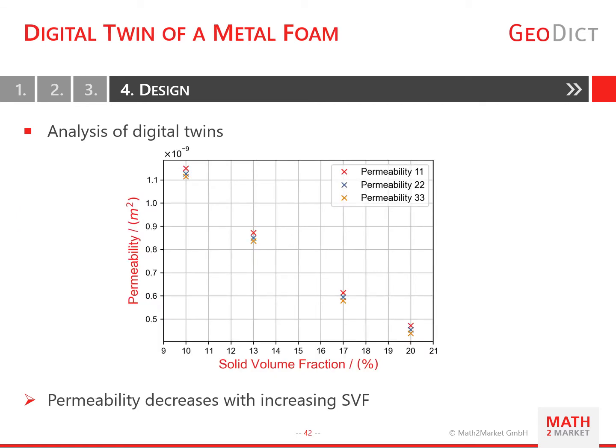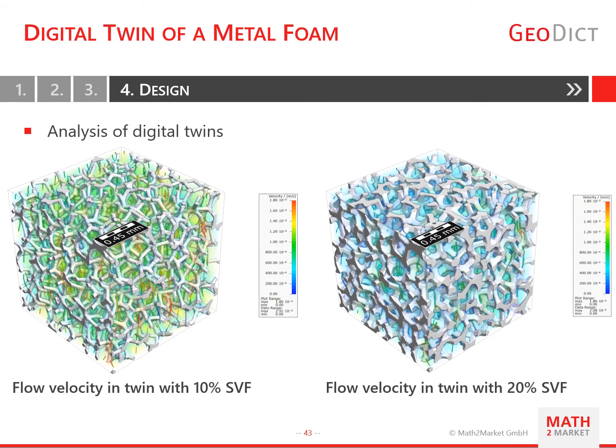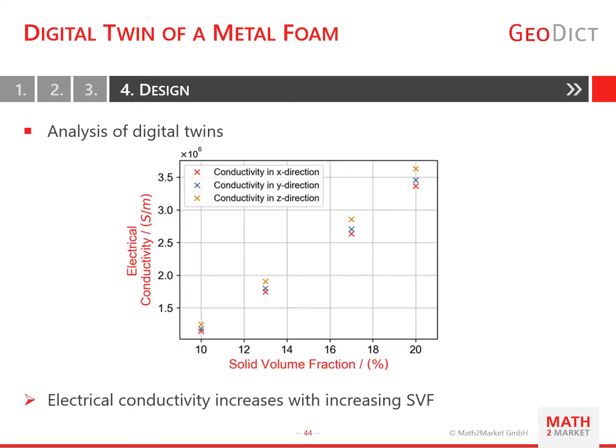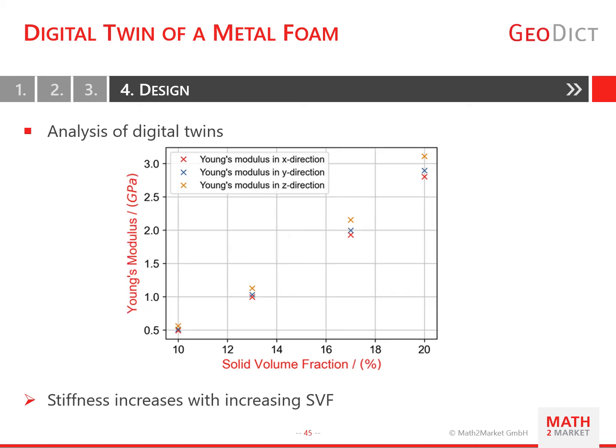And now you can also analyze the influence of the solid volume fraction on other properties, such as the permeability. Here you can see that an increase in solid volume fraction leads to a decrease of the permeability. That, of course, goes hand in hand with the reduced flow velocity in the twin with the highest solid volume fraction compared to the twin with the lowest solid volume fraction. The electrical conductivity, on the other hand, increases with increasing solid volume fraction as there is more solid material to transfer the current. And the same is true for the Young's modulus. Of course, more solid material means a stiffer structure.